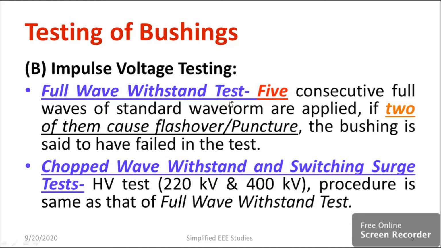That means 5 consecutive full waves of standard waveform are applied over a test piece. What is the result? If 2 of them cause flashover or puncture, definitely you can reject that test piece. Why? Because it should not get flashover 2 times. If it is less than 2 times, at least once, no problem, we can accept it. To be frank, it should not get any puncture or flashover. This is the minimum requirement, at least less than 2. So after applying 5 consecutive full impulse waveforms, your material has to survive. There should not be flashover or puncture 2 or more times. That's a peculiarity.